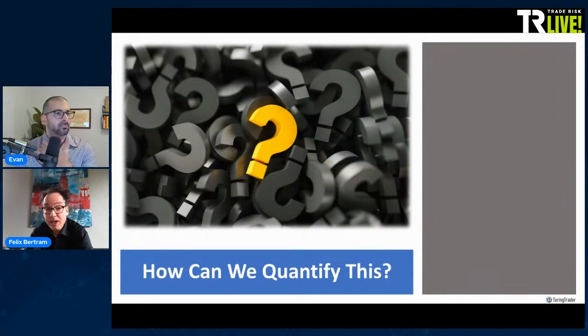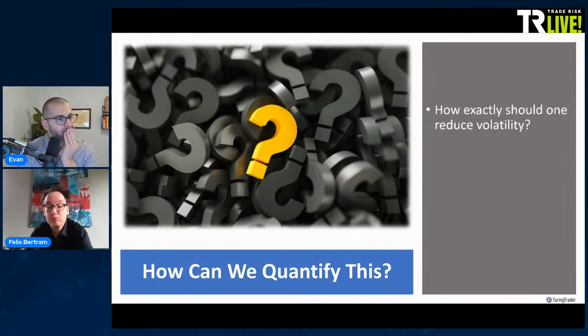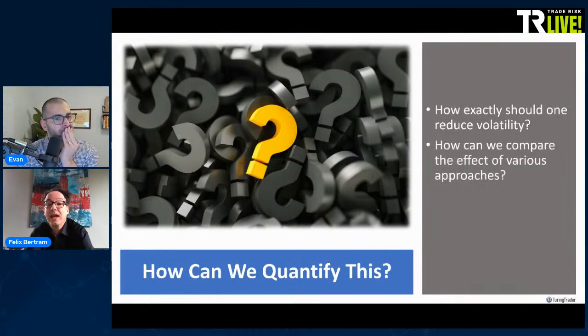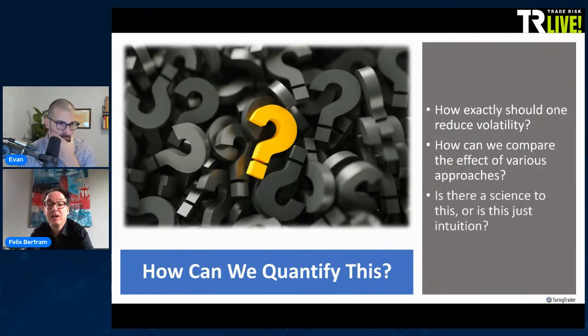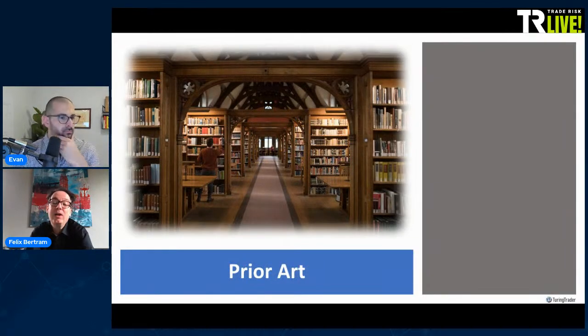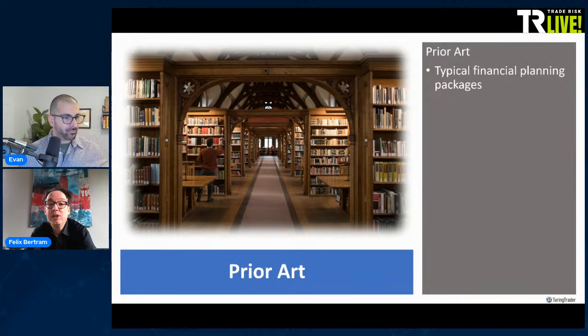But how can we actually quantify this? Is this actually the right thing to do? How should we reduce volatility? And can we compare the effects of different approaches here? Is there a science to this, or do we just have to guess and hope? How does this all work? I looked around to see if I could find any prior art on this, and I found that pretty much every financial planning package includes some Monte Carlo simulation.